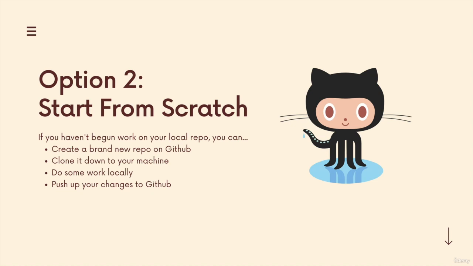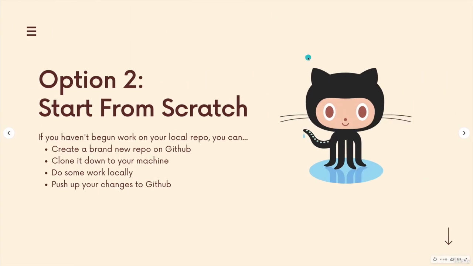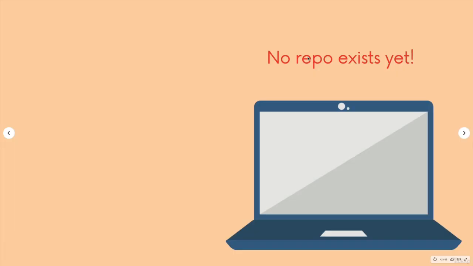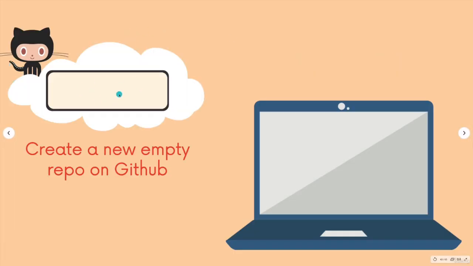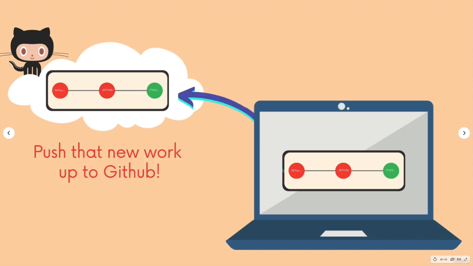So we can start on GitHub. We can make a brand new empty repo on GitHub. So that's what I'm going to do. Then we clone that to our machine. So I'd make it on GitHub, clone it down, and that act of cloning it down automatically configures the remote for me. So then I can do some work and push it up. So this will be quick.